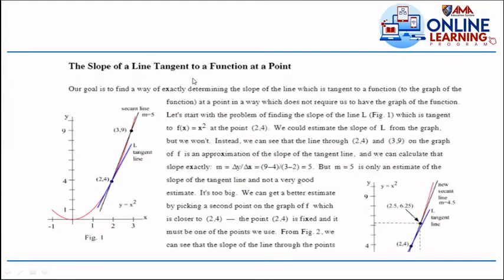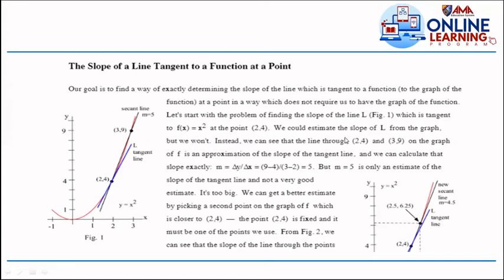So the slope of a line tangent to a function at a point. Our goal is to find a way of exactly determining the slope of the line which is tangent to a function. Okay? To the graph of the function, at a point, in a way which does not require us to have the graph of the function. Let us start with the problem of finding the slope of the line L, which is tangent to the function f(x) equal to x squared, at the point (2, 4).